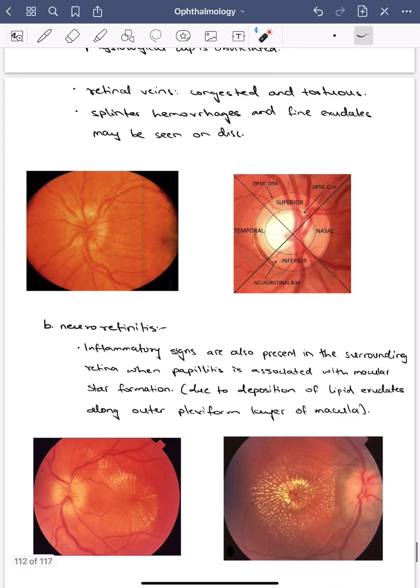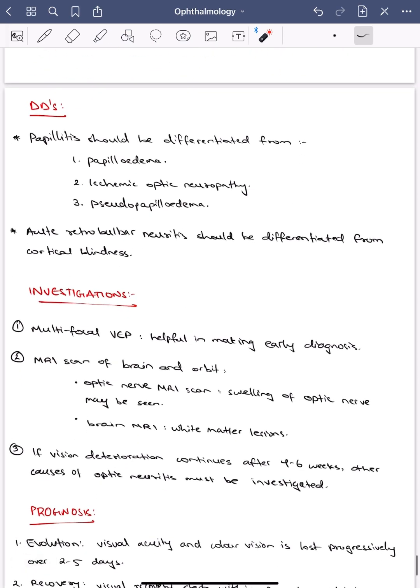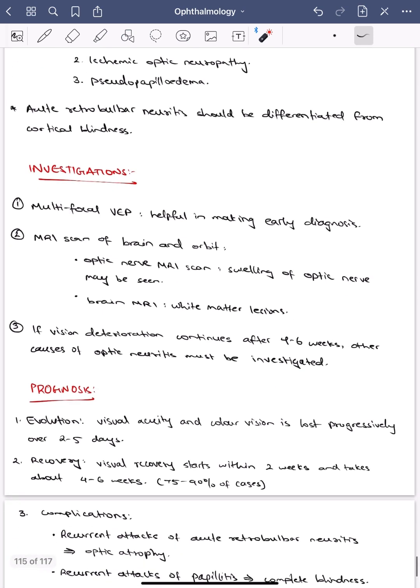Then we discussed the differential diagnosis, that is papillitis must be differentiated from papilledema, ischemic optic neuropathy, and pseudopapilledema, and acute retrobulbar neuritis should be differentiated from cortical blindness. Then the investigations: multifocal visually evoked potential is helpful in early diagnosis, MRI scan of the brain and orbit, and if vision deterioration continues after 4 to 6 weeks, then other causes must be investigated.